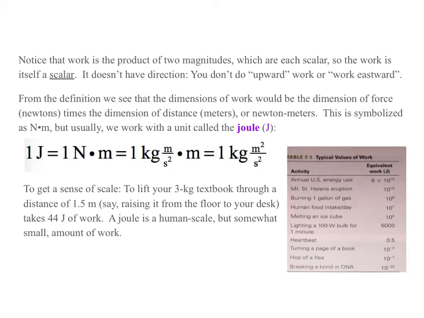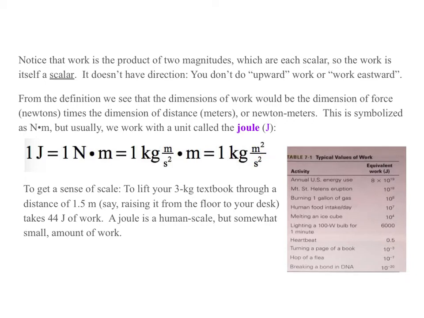This is symbolized as N·m, but we usually work using a unit called the joule, J, named after a scientist named Joule, who first did a lot about the conversion of heat into work. And we define the joule, capital J, as 1 Newton meter. That is 1 kilogram meter per second squared times meter, or 1 kilogram meter squared per second squared. Although we don't tend to use this form, it will become very suggestive later as we talk about it. It's kind of interesting that it's a mass times the square of a speed.